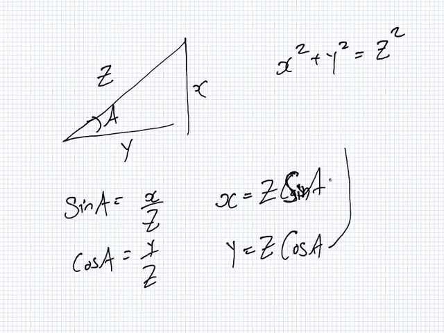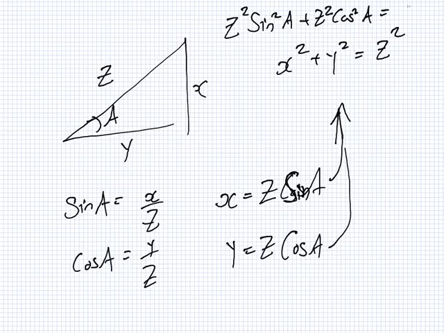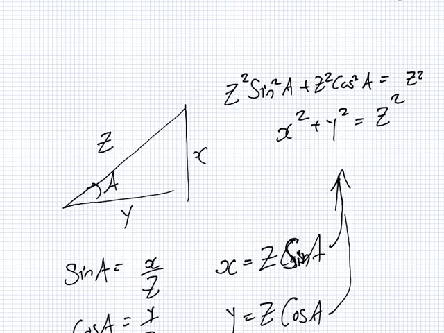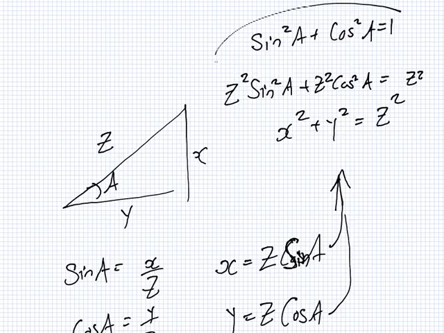If I put those two results back in here, I'll get z squared sine squared A plus z squared cos squared A equals z squared. Now what can I do with the z squared? Divide. Cancel, yeah. Divide them. So I get sine squared A plus cos squared A equals 1. Now this is a very useful result because it lets you change between the sine squared and the cos squared.